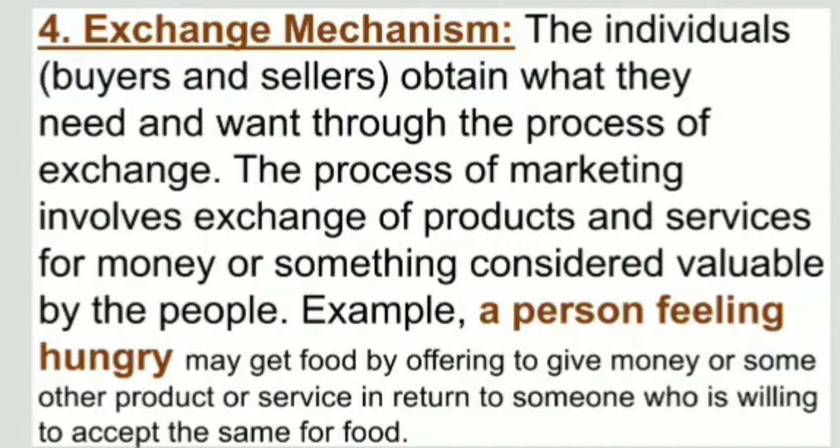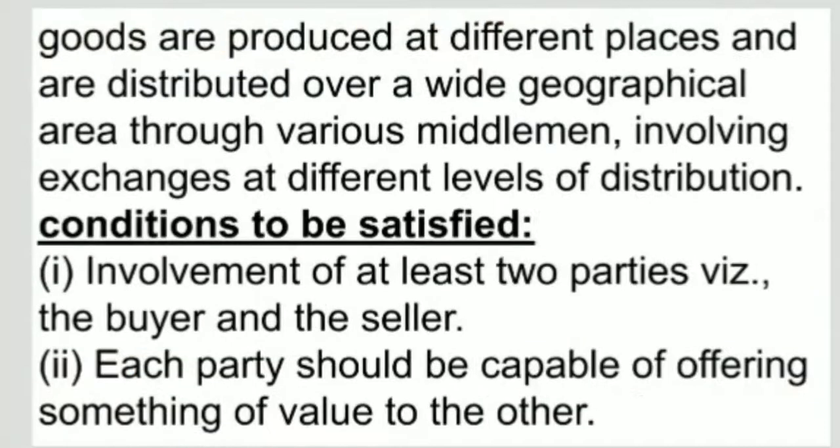You go to a hotel and you can't have anything free of cost, you're supposed to pay for it. If you don't have money in your pocket to pay for it, you're supposed to render some service at the hotel. So ultimately it is an exchange for some value. Goods are produced at different places and are distributed over a wide geographical area through various middlemen, involving exchange at different levels of distribution.